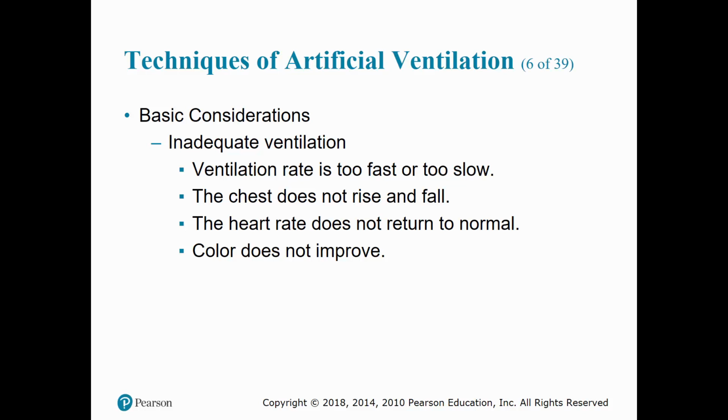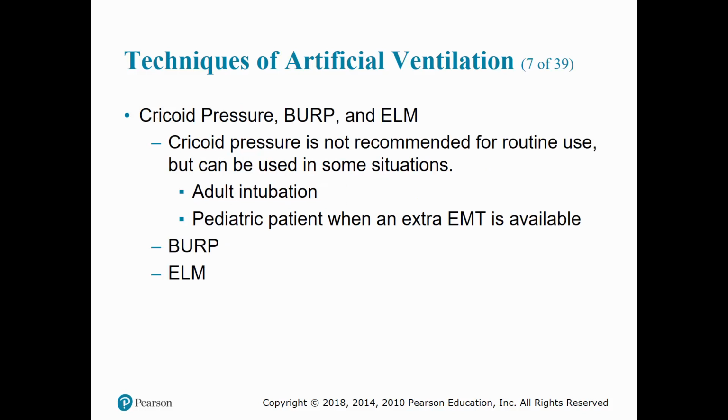This could be due to a failure to use the ventilation device properly, or there is some type of airway obstruction. If the heart rate does not return to normal when providing artificial ventilation, that would be another sign that you're not ventilating properly. However, take into consideration other sources of heart rate disturbance, such as blood loss, anxiety, or potential heart problems. Also, if they have that pale or cyanotic color to them, if it does not improve, that also means that you're not ventilating your patient properly.